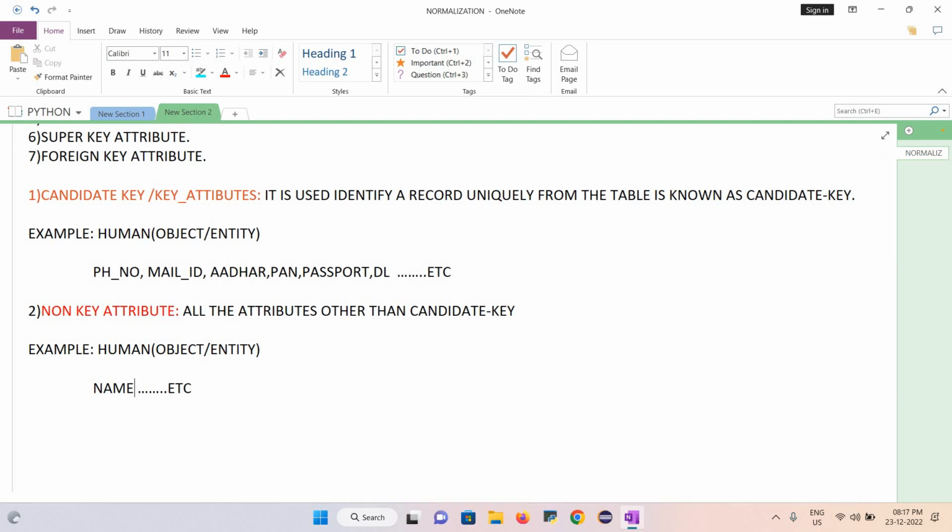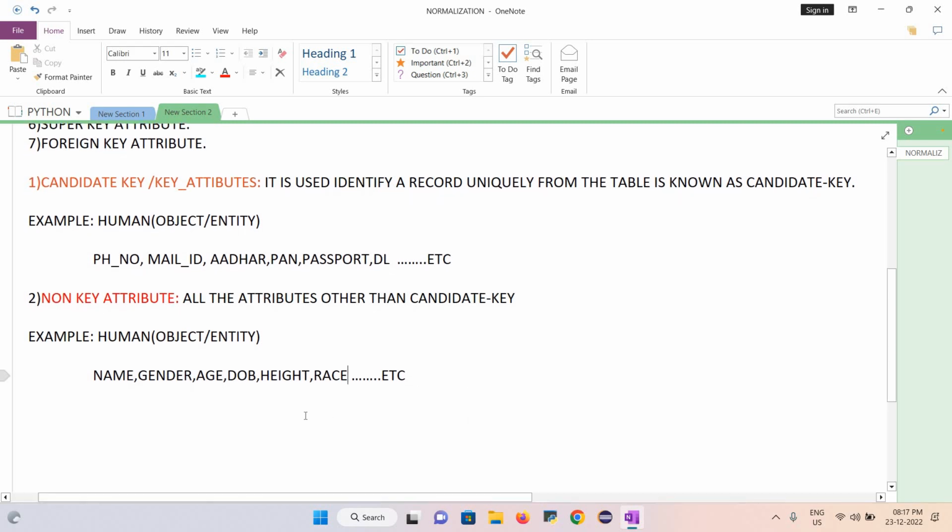Human has a name, so you can select a name, and human has a gender. Okay, names might be repeated, and age might also be repeated, and date of birth. Okay, on the same date so many people can be born. And the height of the human, race, I mean color of the human. So these things are the same in the human, I mean my object. So that's why these are all considered as non-key attributes.